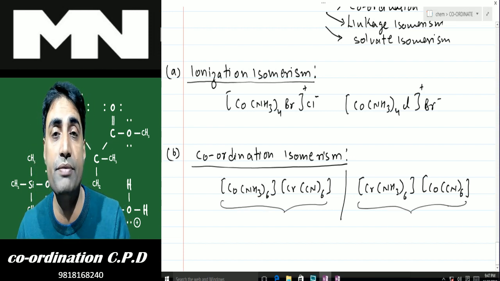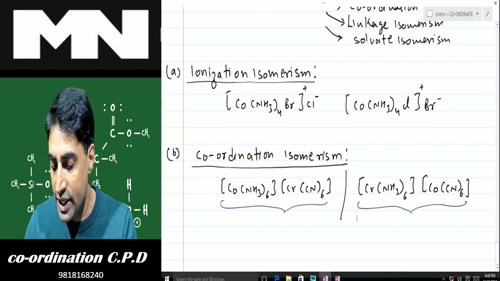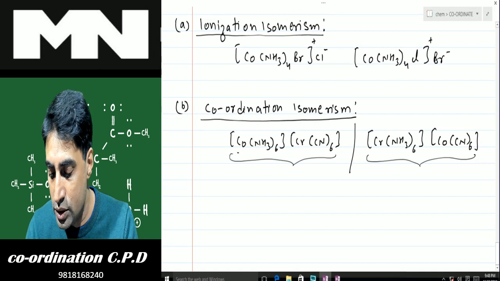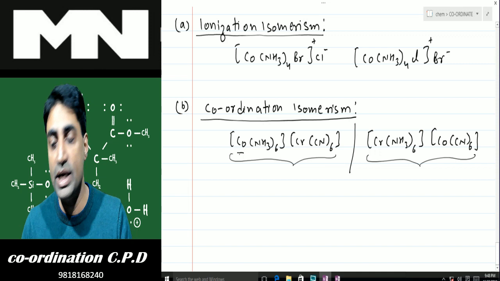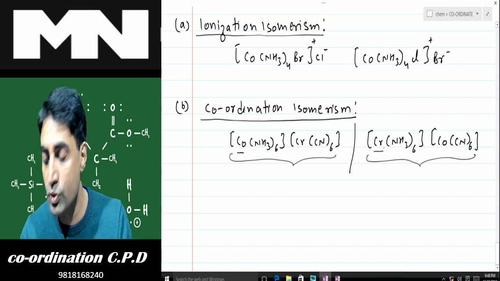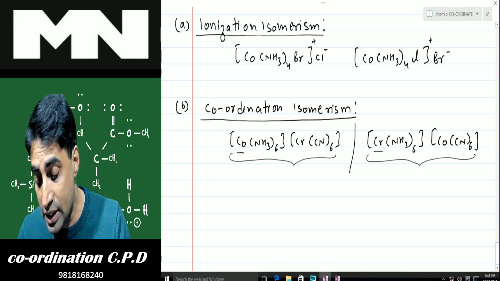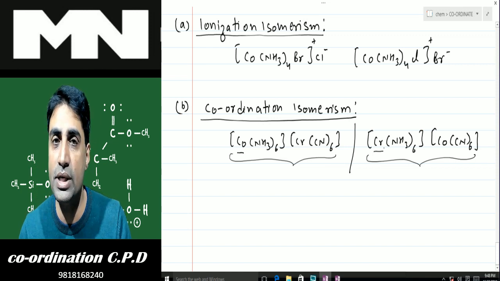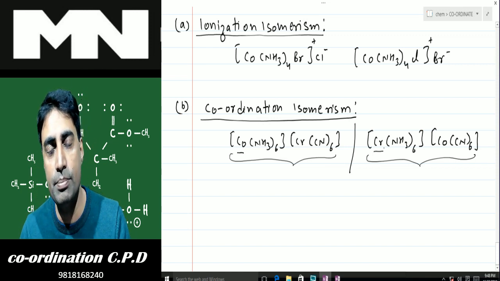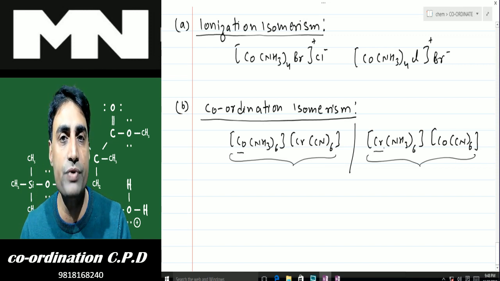What's the difference? The difference lies in the coordination sphere surrounding the transition metal atom. In the first one, you'll see that it is cobalt which has a coordination sphere of ammonia around it. Whereas in the second one, it is chromium which has a coordination sphere of ammonia around it. So what are coordination isomers? I'm giving you the definition. Coordination isomers are coordination compounds which have the same molecular formula, but they have different coordination spheres around the transition metal atom.